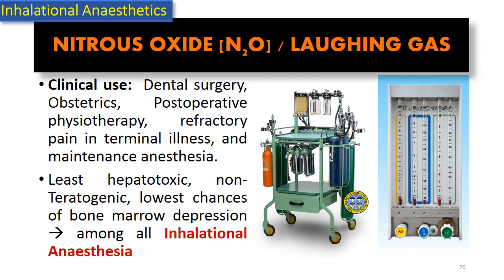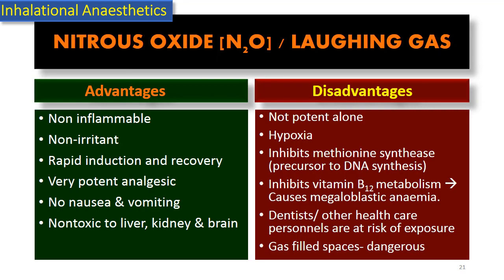The diagram shows the blue cylinder, which is the nitrous oxide cylinder, and the blue knob, which is the nitrous oxide knob. There are many advantages of nitrous oxide. First, it is non-inflammable, then non-irritant, with rapid induction and recovery. It is a potent analgesic, has no post-operative or intraoperative nausea and vomiting, and is non-toxic to liver, kidney and brain.